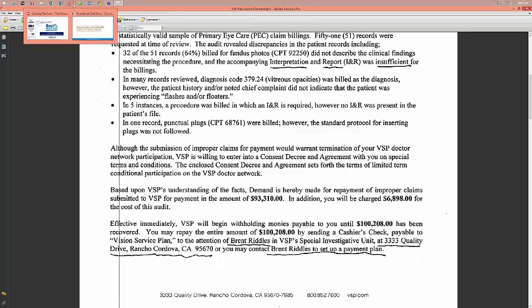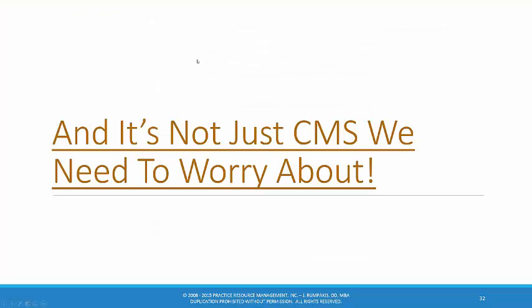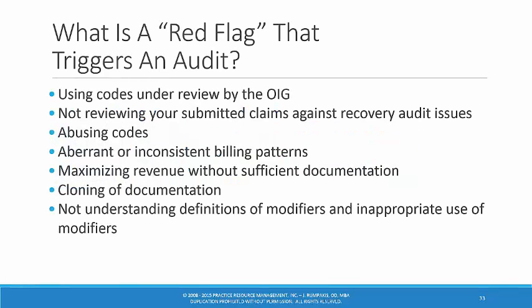So this is something you really have to understand. It's a big deal, and it happens with managed vision care plans, whether it's iMed or Spectera or VSP or Medicare or Blue Cross. Everybody is out there looking now for these particular types of things. And the ICD-10 is going to create many more opportunities for carriers if we don't get this right. So what's a red flag that would trigger something like this? Using procedure or diagnosis codes under review by the Office of Inspector General.